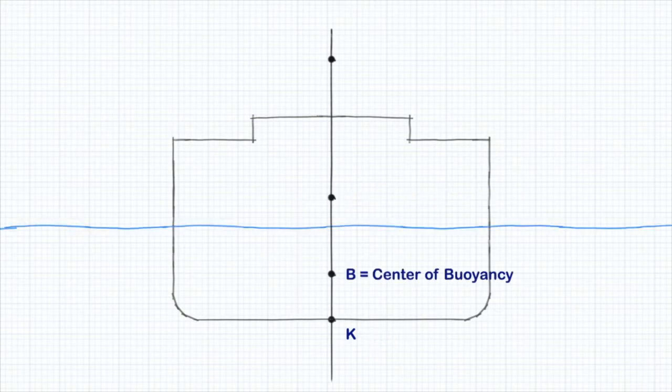The next point is B, or the center of buoyancy. This is the geometric center of the underwater part of the ship. Because of Archimedes' principle, we can say that the force of buoyancy is centered on this point, and is pushing back with equal force to the center of gravity to keep the ship afloat. KB is the vertical height of the center of buoyancy above the keel.